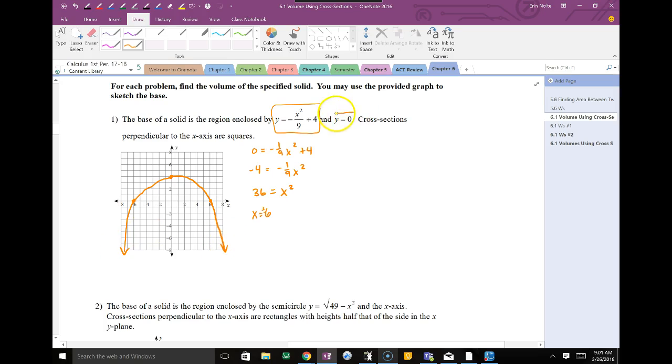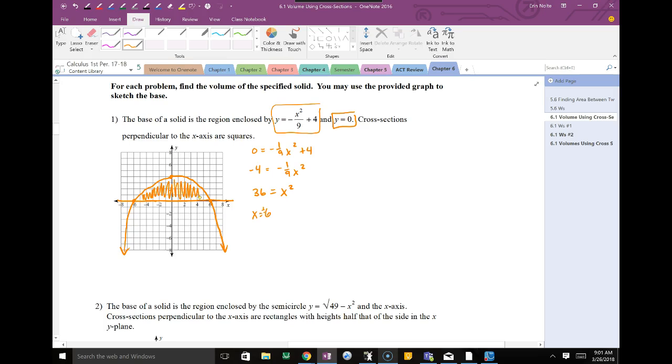Okay, and then also it's going to be enclosed by y equals 0. So what does y equals 0 look like? Yeah, it's literally the x-axis. And a lot of times, instead of using the equation y equals 0, they'll say "and the x-axis." Okay, so this is the area of my base.